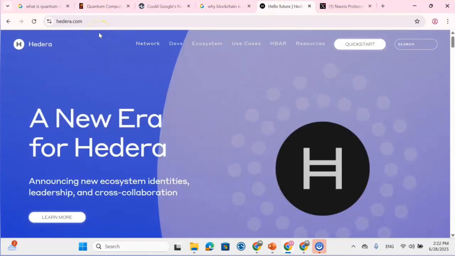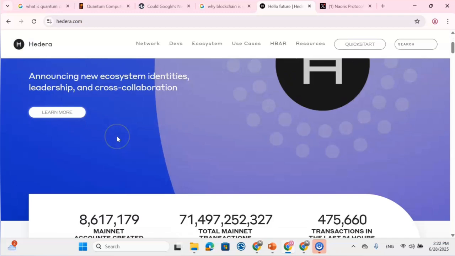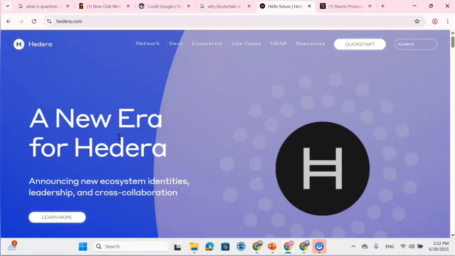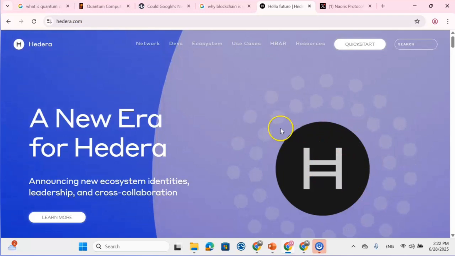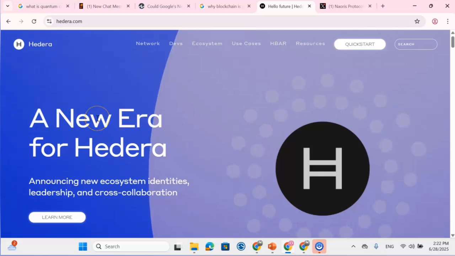The first one here is Hedera, right? This cryptocurrency has been in existence for a while. Now it has been proven that this cryptocurrency is actually quantum computer proof, which means it's not being built on blockchain, and a quantum computer cannot actually break into it.